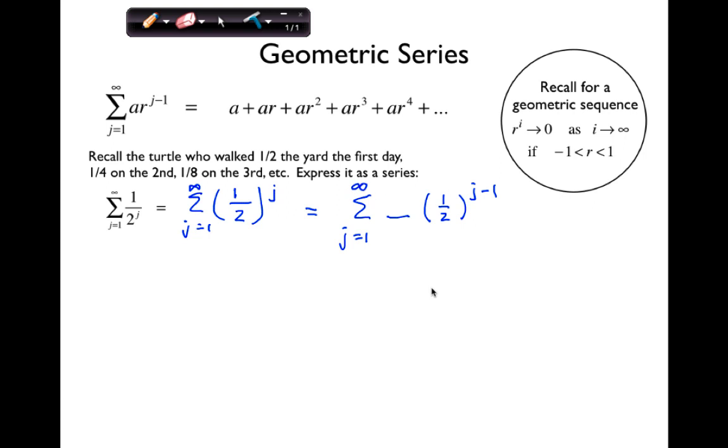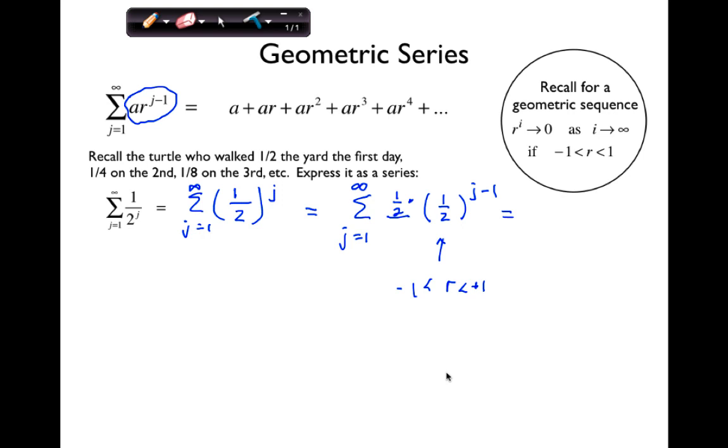How many 1/2s do I really have multiplied together? J of them. So if I need it to look like something times 1/2 to the j minus 1, what does that something have to be? I still have j 1/2s multiplied together. I need one more 1/2, because I just lost a 1/2. Now the reason I did this is so it looks exactly like the form, and this converges. Why? r is between -1 and 1. My r value is 1/2, so we know this is going to converge.